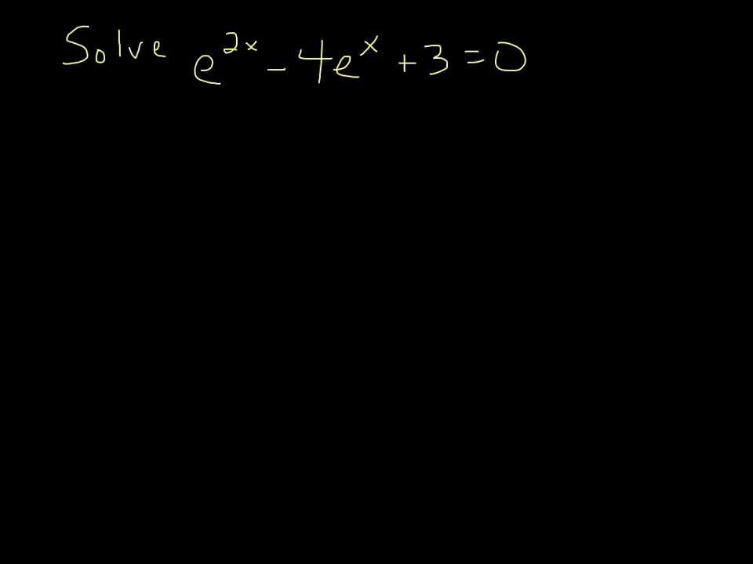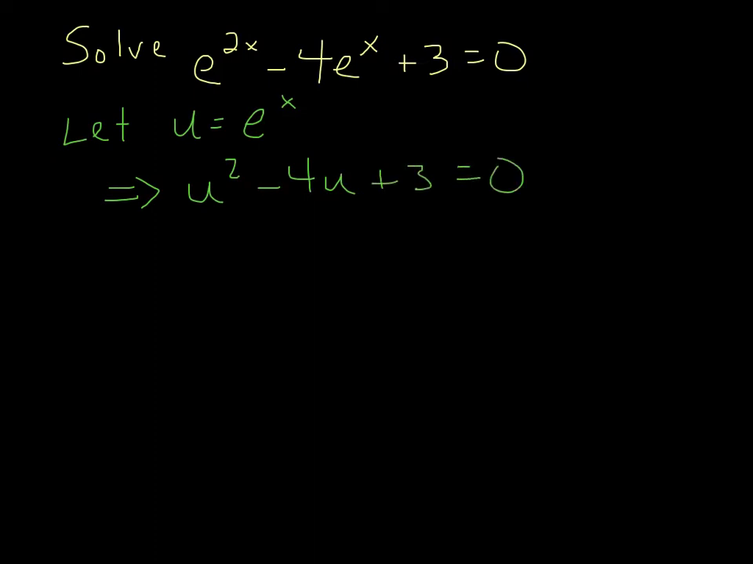Okay? So this looks a little bit different. e to the 2x minus 4e to the x plus 3 equals 0. So it's an exponential equation, but it actually has some similarities to some other things that we've done. Okay? Let's suppose I were to do this. Let's say I said let u equal e to the x. Okay? If I do that, then I could rewrite this, and it becomes u squared minus 4u plus 3 equals 0. And that should look familiar. That's just a quadratic equation.